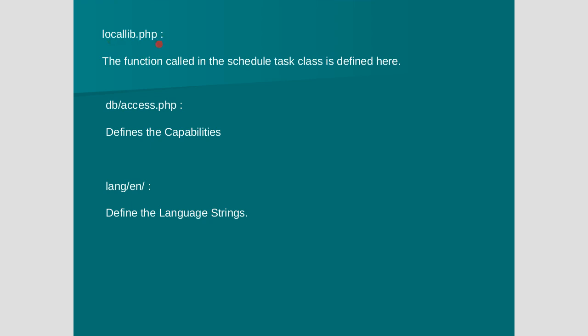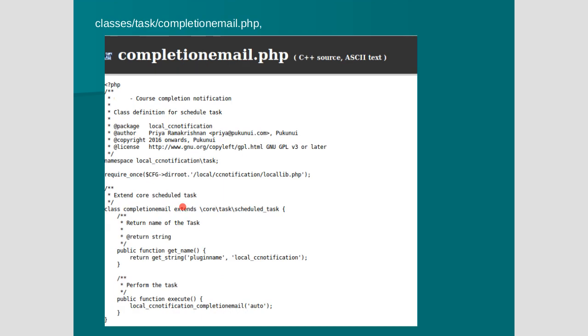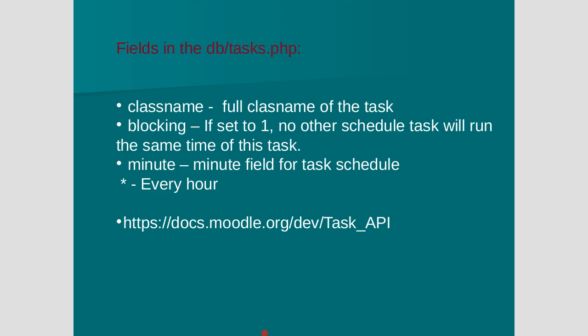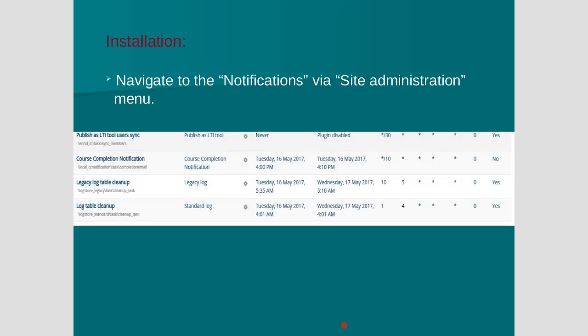These are the other files: local lib.php, where the function which I showed you earlier, local_cc notification_completion email, which does the actual functionality of the task, is defined. Then access.php defines the capabilities, and language strings are defined in your language directory. When you increase the version number and install your plugin, this is where you see your task in the scheduled task list screen, course completion notification.